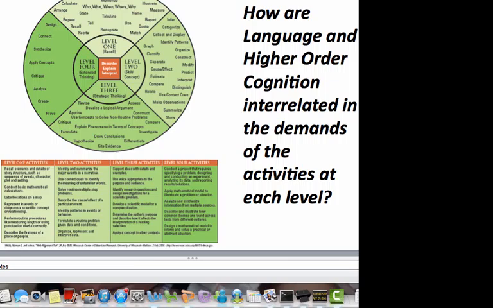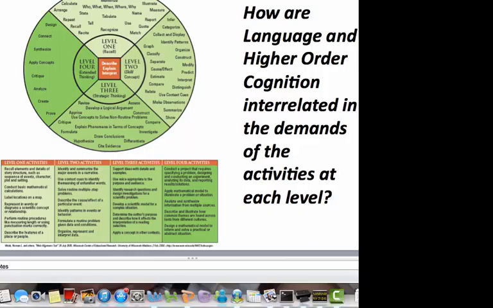Now this next slide, this depth of knowledge levels and the question that's placed on the right here. We placed this slide this week as a way to start thinking about ways to practice using, playing with, and being flexible about this knowledge of language and higher order cognition as they're interrelated with students and in the classroom. So if you take a look at the question on the right, it says, how are language and higher order cognition interrelated in the demands of activities at each of these levels?